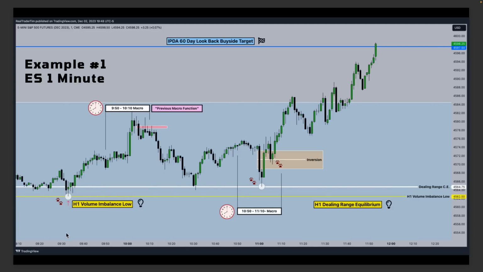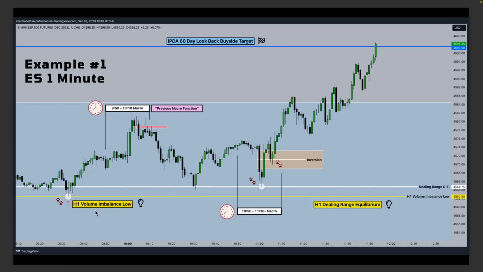Now, what time is this occurring? Right at 9:30 open. Does that mean we just ditch the trade and that we miss it if we're waiting for the 10 to 11 a.m. silver bullet? No. If we get an entry, a long entry that makes sense, we can take it as long as this IPTA 60-day look-back target has not been met.